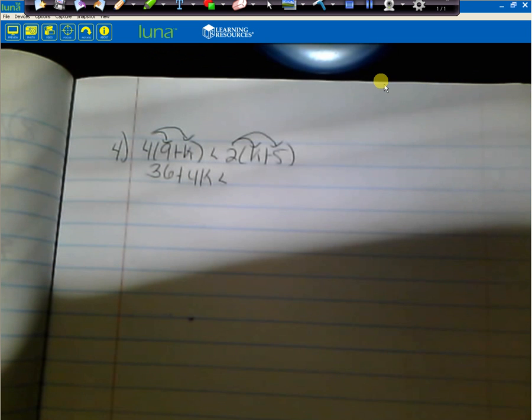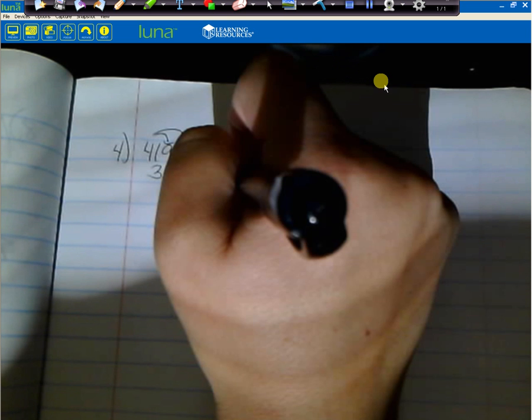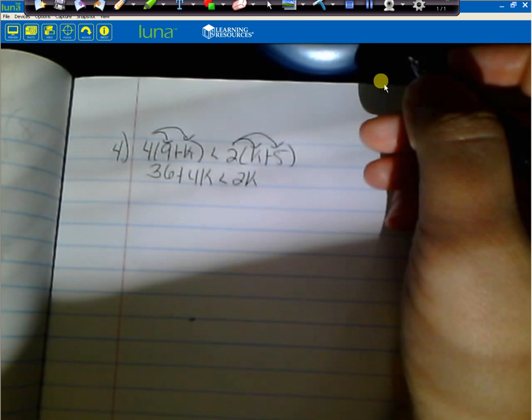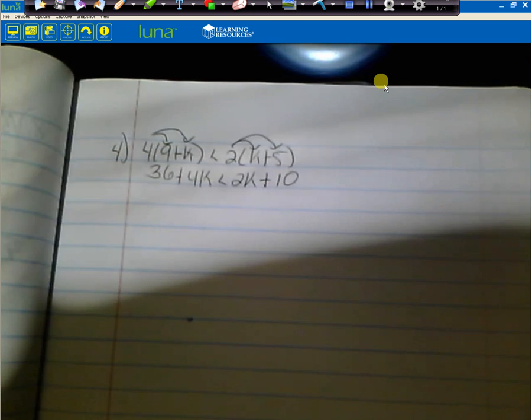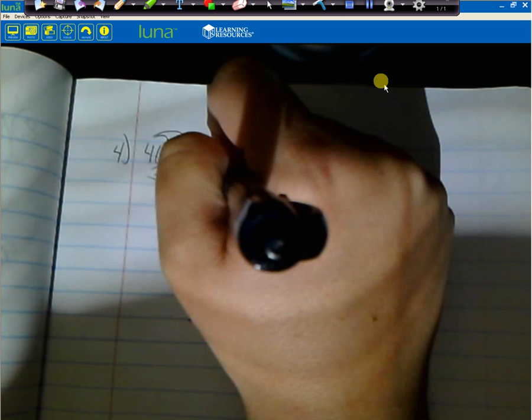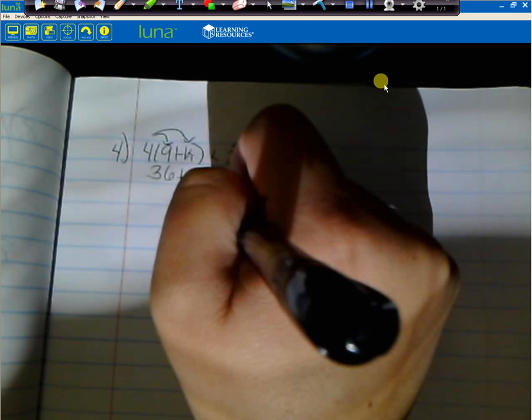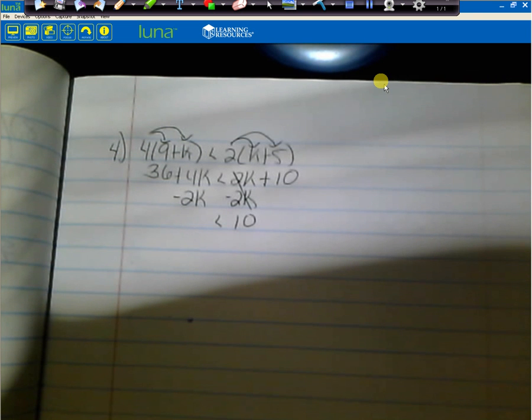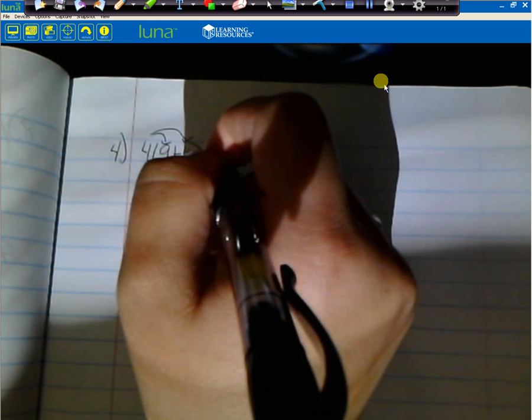And I'm going to get 36 plus 4k is less than, and then I'm going to do the same thing with the 2. 2 times k is 2k, and then 2 times 5 is 10. Then I notice that I have k's on both sides again, so I'm going to take the one from the right and move it to the left. Again, I like to do it this way so that my k is always on the left where it needs to be when I'm finished. So I subtracted 2k from both sides. I'm going to bring down my 36. 4k minus 2k is positive 2k.